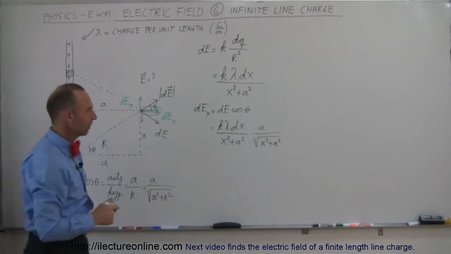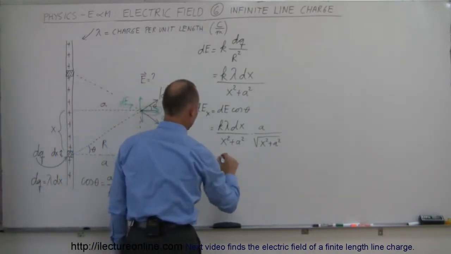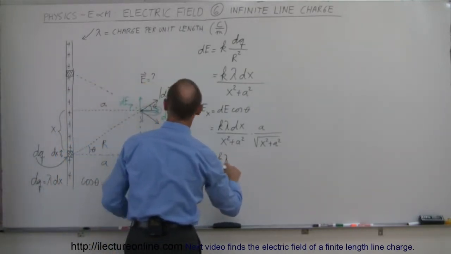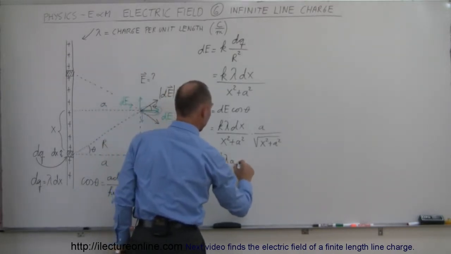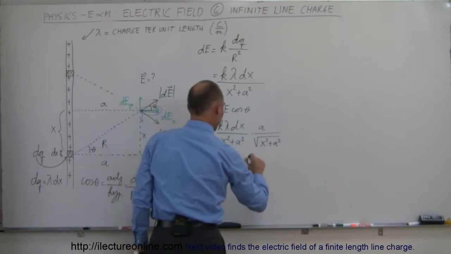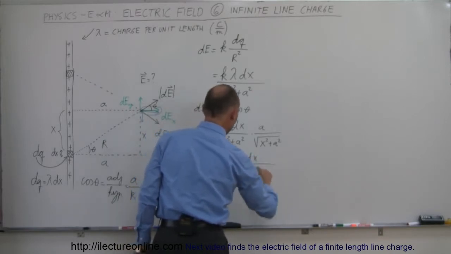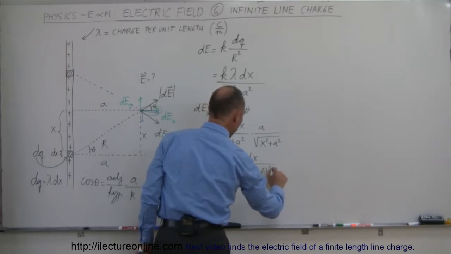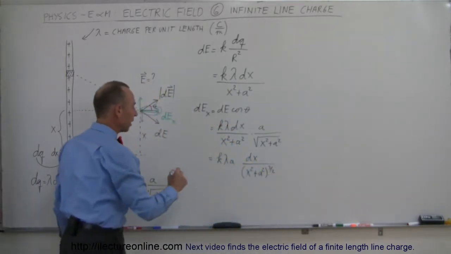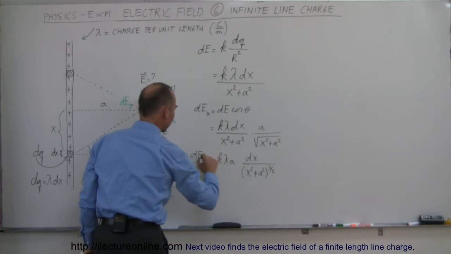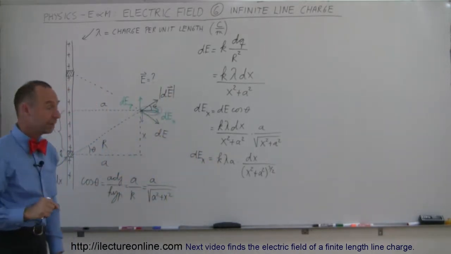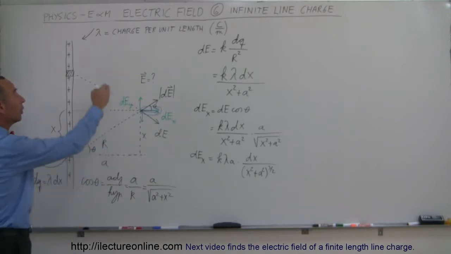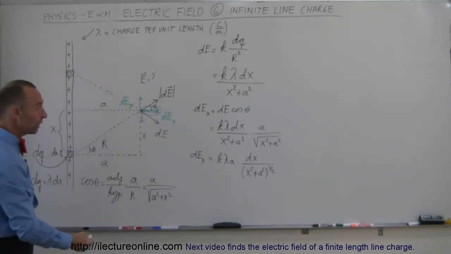Now combining that, we can say that this is therefore equal to k times lambda, where lambda is called the linear charge density, times a times dx divided by x squared plus a squared to the 3/2 power. All right, so now we have the x component of the electric field of an arbitrary line segment. Now, of course, to find the total E sub x, we're simply going to add all these up.